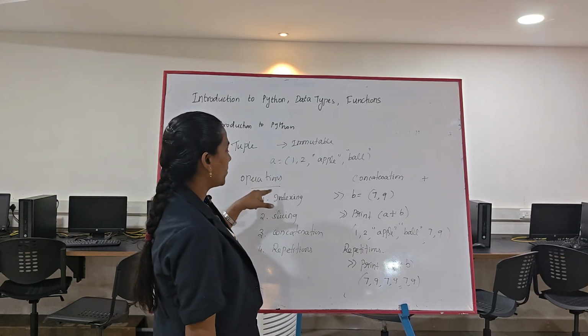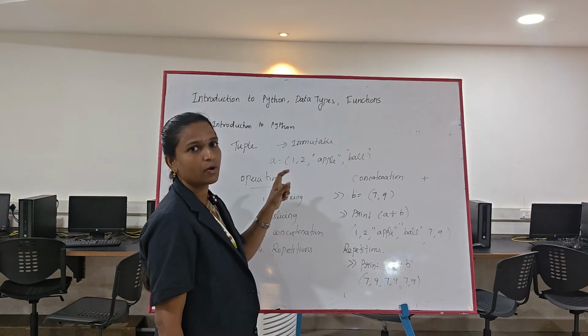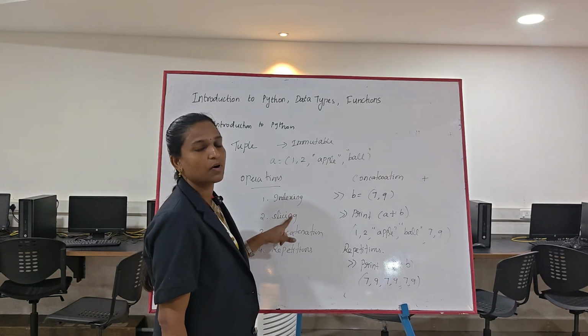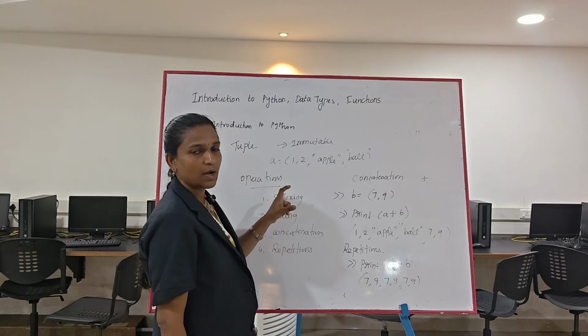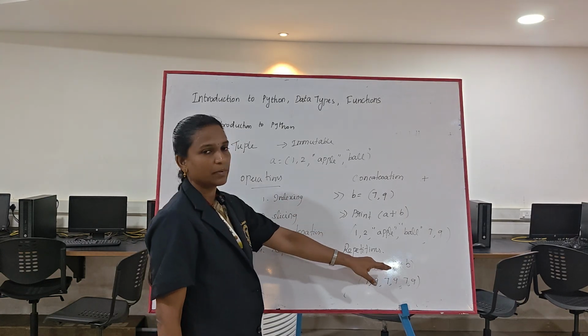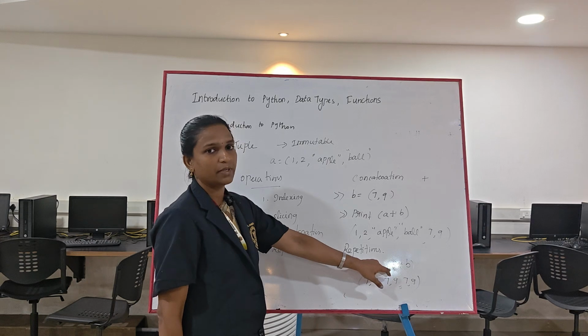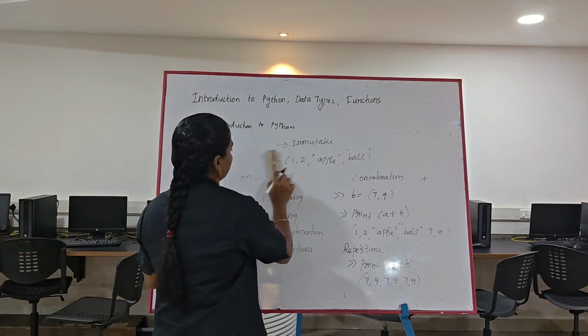So we have seen the operations. Indexing means it takes a particular element. Slicing means a part of the string, a part of the tuple. Concatenation means it combines two tuples. Repetitions, how many times you want to repeat the values, that many times it will be repeated. Next one, dictionary.